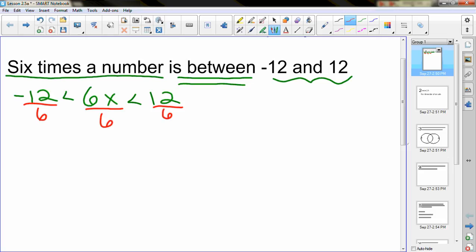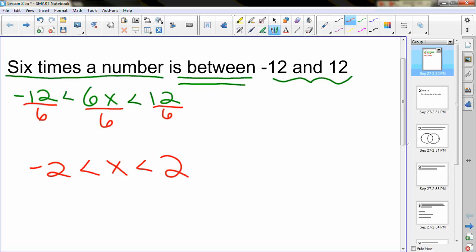All right, somebody tell me what to write from left to right. What am I writing instead of negative 12 divided by 6? Negative 2. Negative 2, less than x, less than 2. Good job. So I have solved it now. I know that x is between negative 2 and 2.